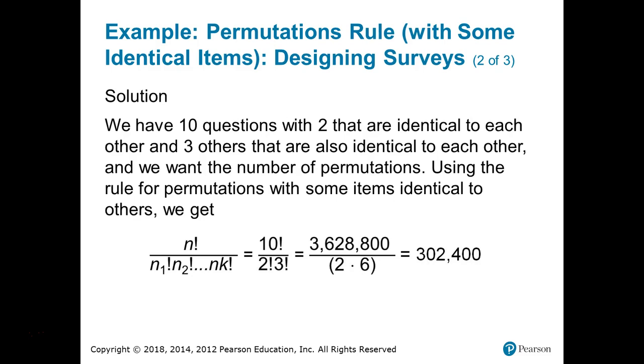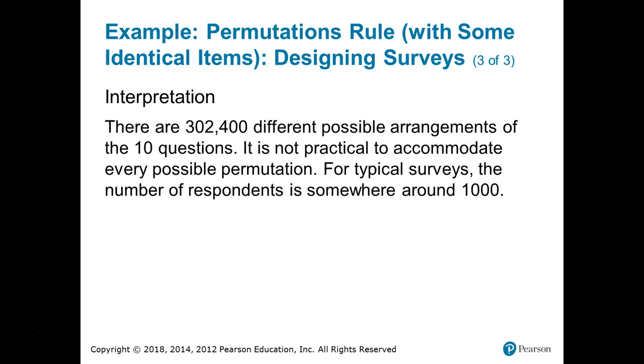Okay. So we have 10 questions with 2 that are identical to each other and 3 that are also identical to each other. And we want to know the number of different permutations. So we're going to use that rule. We have n factorial, which is the 10 right here. We're going to divide it by n1, which is the 2, and then n2, which is 3, which gives us 302,400 possible permutations right here. So there are that many different arrangements of the 10 questions.